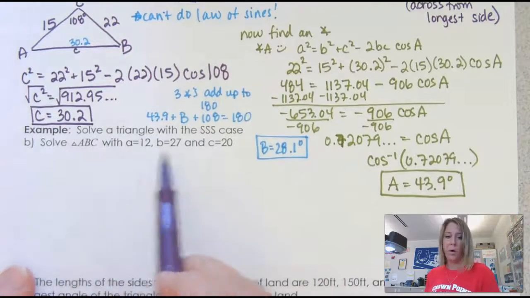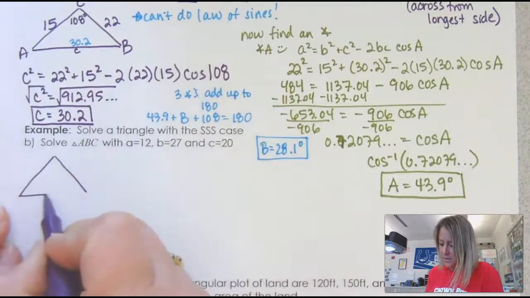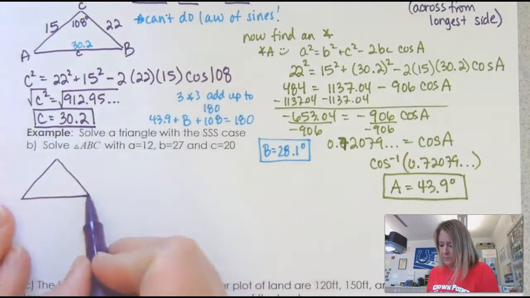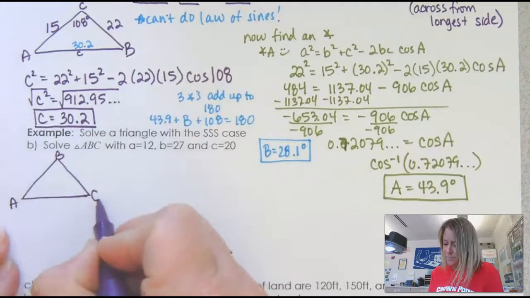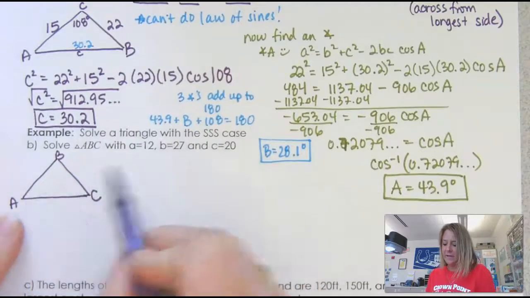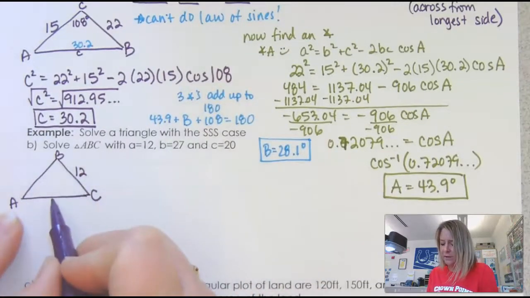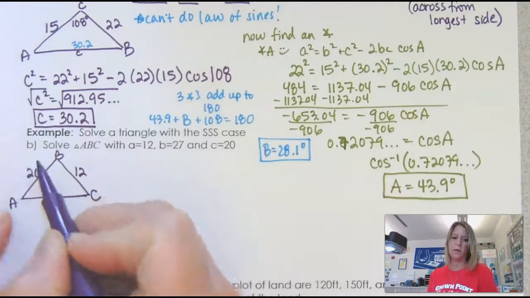All right, let's take a look at the next one here. So I'm going to give you all 3 sides this time. So just go ahead and make a triangle. Mine kind of looks equilateral. Doesn't really matter how we do this. I'm just going to go ahead and put ABC on here. Side A is across from angle A, that's 12. Side B is across from angle B, that one's 27. And finally, side C is across from C, that's 20.